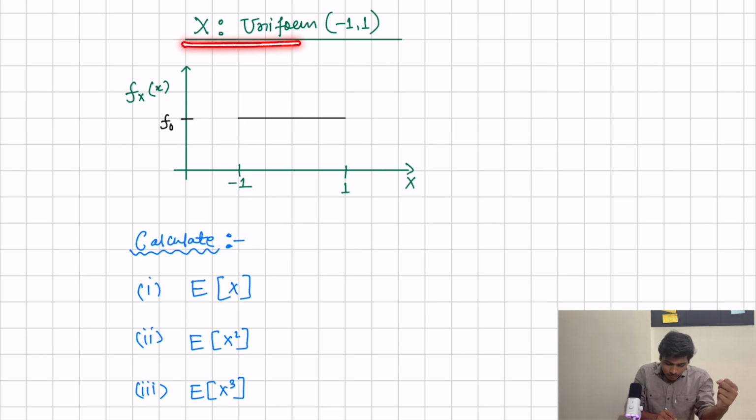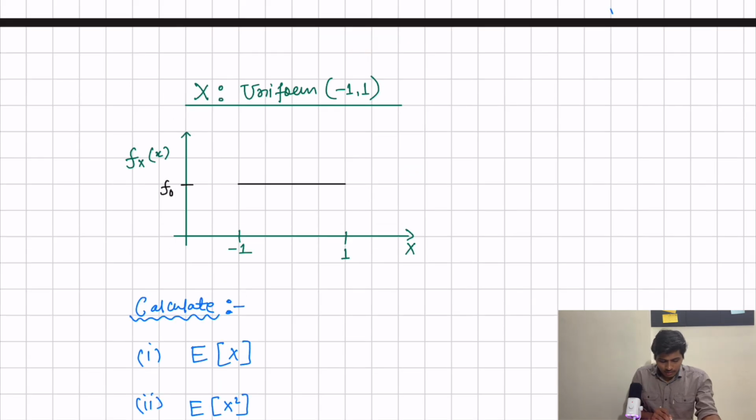X is the uniform random variable varying from -1 to 1. Then what is the expected value of x, x square and x cube? As we know, x is the uniform random variable, so it will have a uniform PDF, right? This is the PDF from -1 to 1.